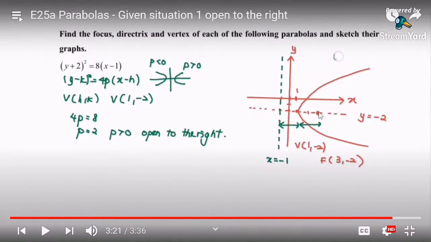Kalau dalam ini kita panggil focus, kalau luar ini kita panggil directrix. Faham? So dia mesti bergerak ikut P. So kalau P 2, 2 unit. Daripada vertex ke directrix 2 unit. Daripada vertex ke focus pun 2 unit. So sekarang saya akan bergerak ke example yang seterusnya.